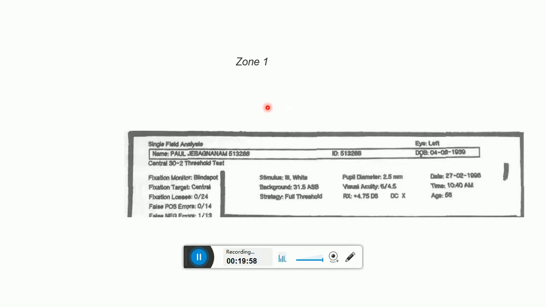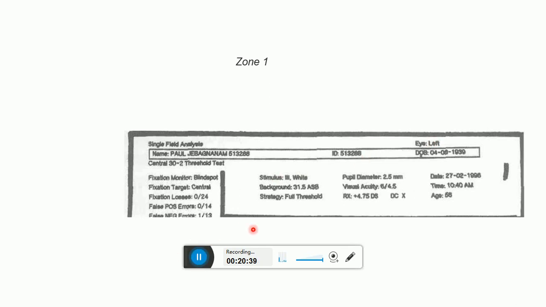Now this is zone 1. This section consists of the patient's information like the patient name, date of birth, visual acuity, refractive correction, the refractive correction used for the patient for doing the test, and the patient's pupil size. So this is the name, this is the pupil diameter, the date and time, this is the age, and the eye, it shows the left eye.